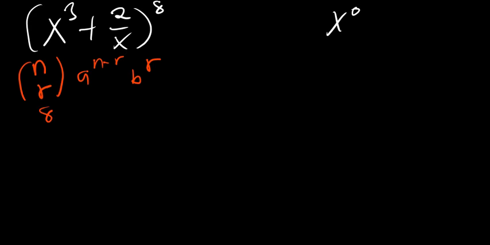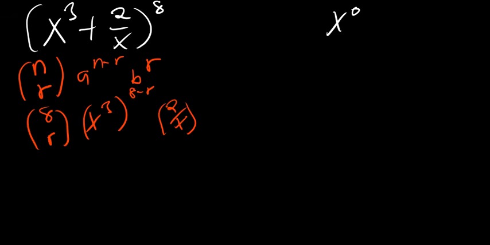N is 8. The question is find the term. So they'll ask you two questions: find the term or find the coefficient of the term independent of x. So in this case, we are going to find both. But the question was find the term independent of x. So r I don't know. A is x to the power 3. Everything raised to the power n is 8 minus r I don't know. B is 2 over x raised to the power r. Remember, we are interested in x because we want to find the value of r.